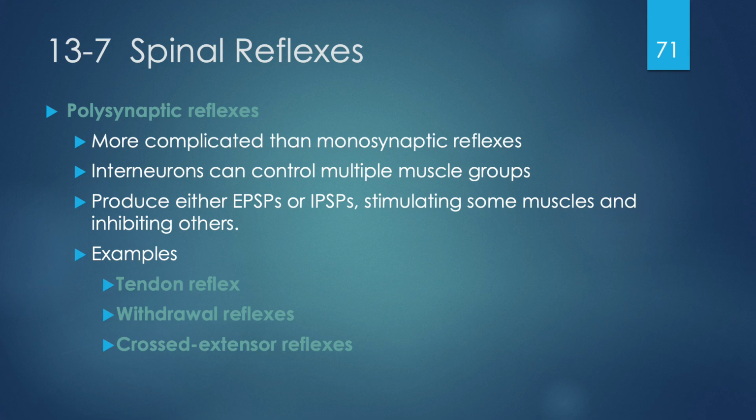So polysynaptic reflexes, again, will have the sensory neuron, but will also have an interneuron that will control different things, and that is the processing center to be able to send information to multiple muscle groups. So this can produce either excitatory presynaptic potentials or inhibitory presynaptic potentials, and it can stimulate some muscles at the same time while inhibiting others. So polysynaptic reflexes are definitely more complicated. Some examples of these will include the tendon reflex, the withdrawal reflexes, and the cross-extensor reflex.